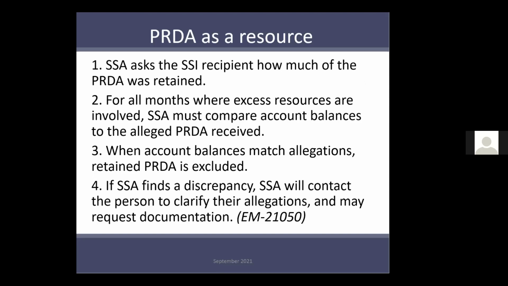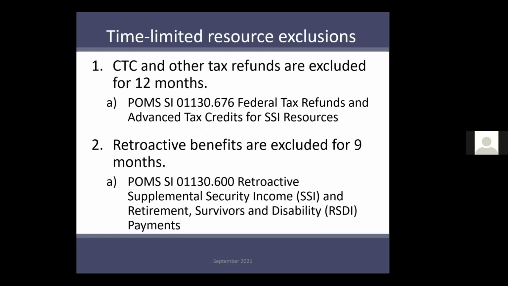First, they ask how much of the assistance was retained. And then for all months where excess resources are involved, Social Security is supposed to compare the account balance to the amount the person says they got for pandemic-related assistance. And if that matches, they're just supposed to exclude all that money, the pandemic-related disaster assistance, from resources. If the allegations don't match what Social Security is seeing in the account, Social Security is supposed to contact the person, clarify their allegations, and they may request documentation. Now, as I mentioned, that pandemic-related disaster assistance is excluded indefinitely.